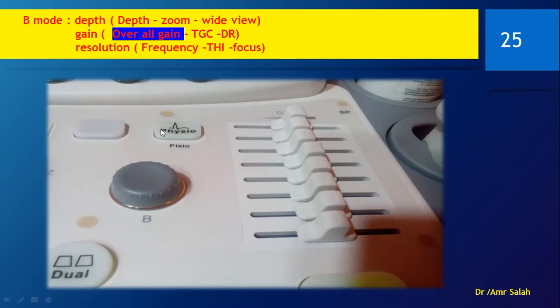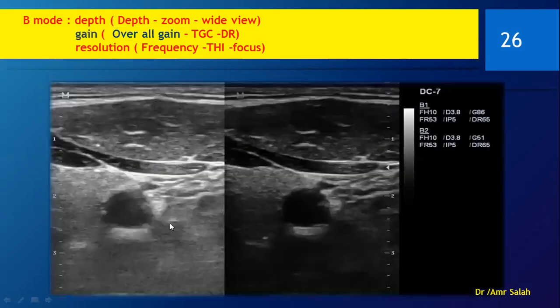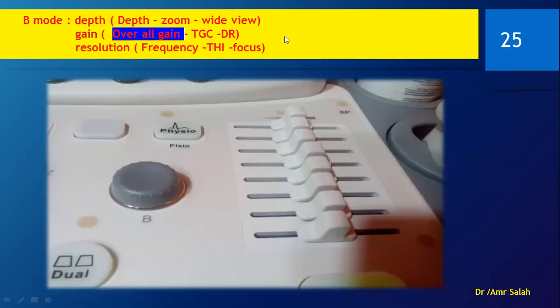Now, the overall gain is usually controlled by this. It's controlled by this rotatory knob, usually named B or brightness. If you move it this way, you can also move it the other way. It might be a little bit different in your machine, but usually it is like this. One way would make your picture brighter. The other, of course, according to your machine, will make it darker. So this controls the overall gain, the brightness or the darkness in your picture as a whole.